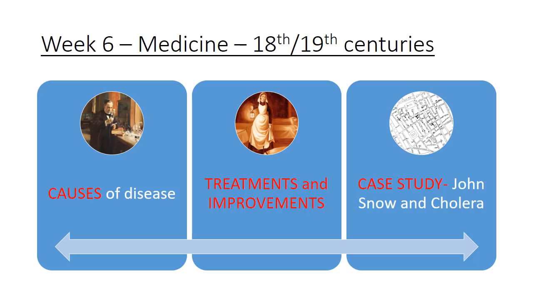Okay, so 18th, 19th century. So we're going to stick to the same format. Basically, what did they think caused disease? How did that improve? How did they improve treatments? And our case study is going to be Jon Snow and cholera.